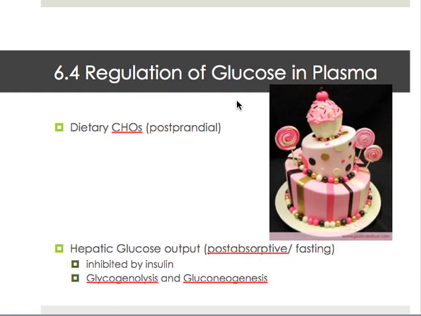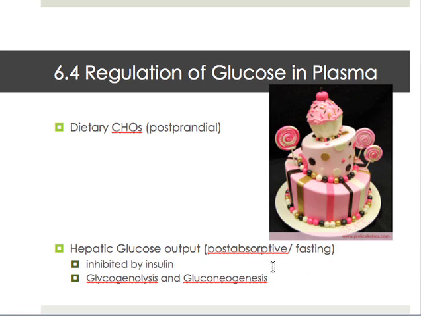So how do we regulate glucose in blood? Well, obviously by eating carbohydrate-rich products in our diet. That should last for about 2 hours after we have ingested them. We also absorb glucose in the small intestine through a sodium glucose co-transporter.